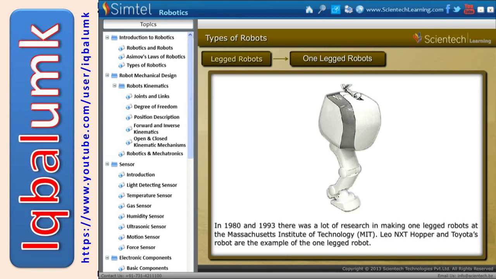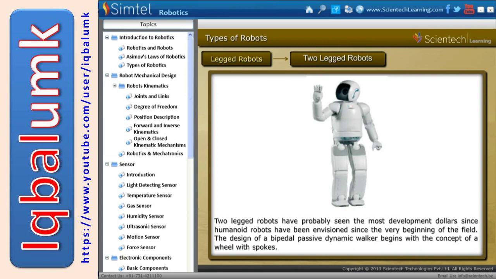Next is two-legged robots. Two-legged robots have probably seen the most development dollars, since humanoid robots have been envisioned since the very beginning of the field. The design of a bipedal passive dynamic walker begins with the concept of a wheel with spokes.